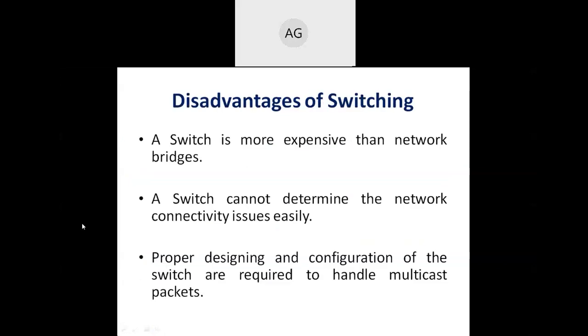But there are certain disadvantages of switching also. The first disadvantage is a switch is more expensive than a network bridge. So basically the cost of using switching is more. The second disadvantage is a switch cannot determine network connectivity issues easily. This is another disadvantage, because switching depends on the device named switch, and a switch cannot determine network connectivity issues easily.